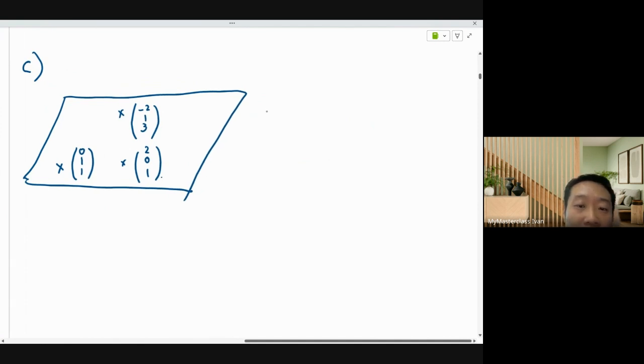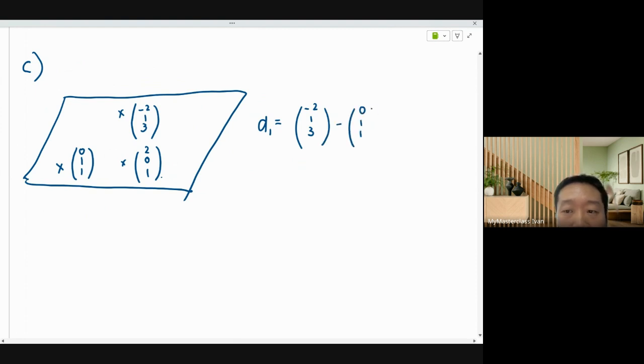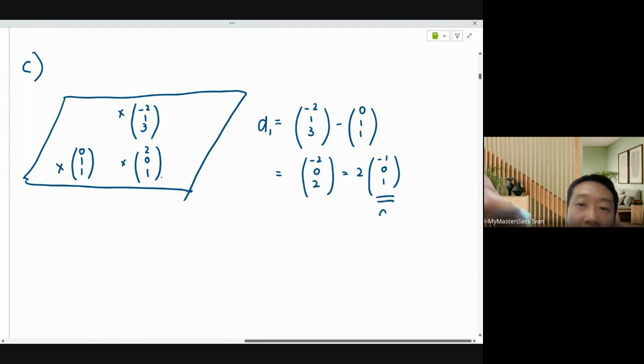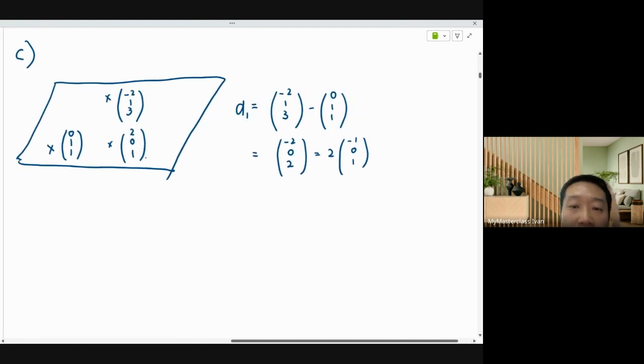So you need the first direction. D1 equals, now all these are points. Are they directions? No. So we need to form a direction first. (-2, 1, 3) minus (0, 1, 1) will give you (-2, 0, 2). A direction can simplify. Take out a 2, you have (-1, 0, 1). Take this as the direction. Always take the simplest form as the direction. Coordinates cannot simplify, directions can simplify.